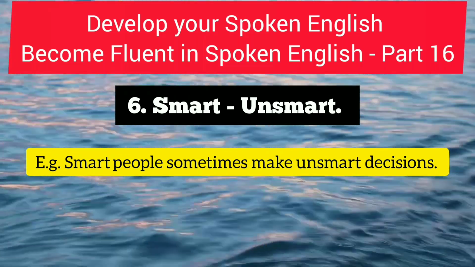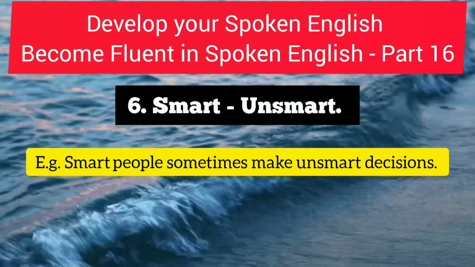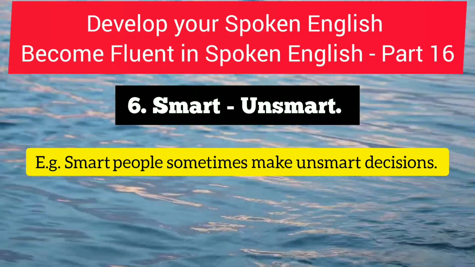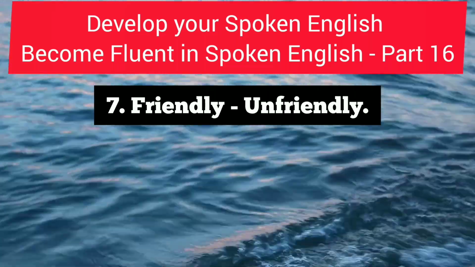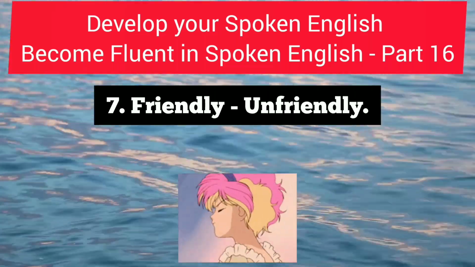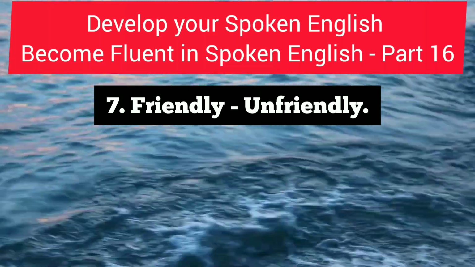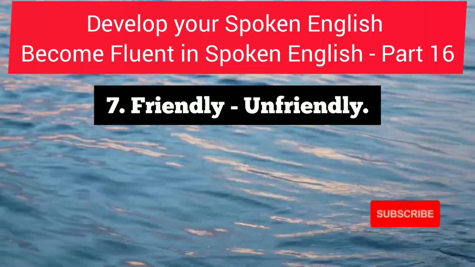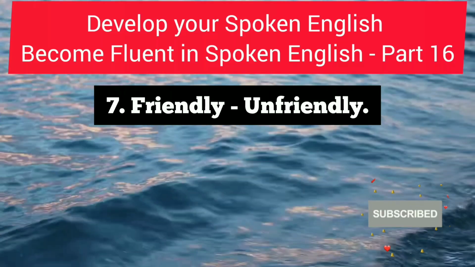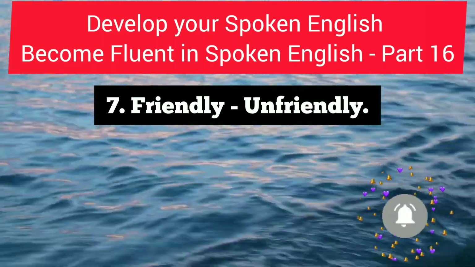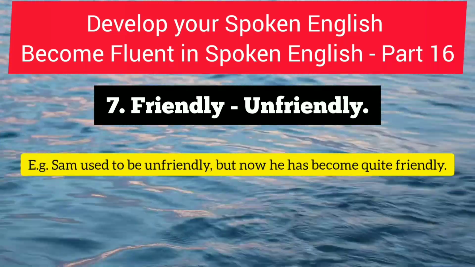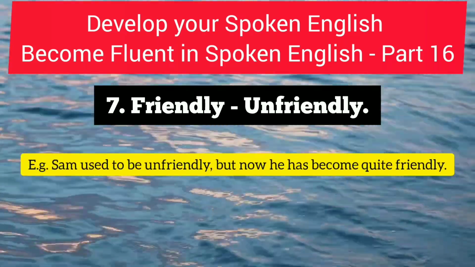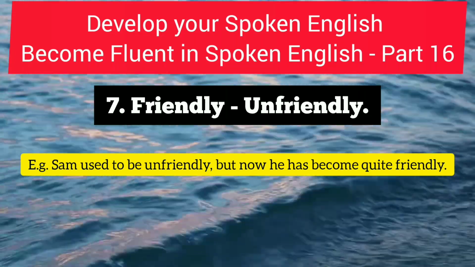So up next, let's turn our attention towards the seventh useful vocabulary, that is friendly. So we must know the opposite of it, and the opposite of friendly is unfriendly. Okay, so it's quite useful. It is quite easy also to remember. Just remember, next time when you want to talk about a person who's not friendly, don't say not friendly, you can say unfriendly. Okay, Sam used to be unfriendly, but now he has become quite friendly. So like this way you can use this.